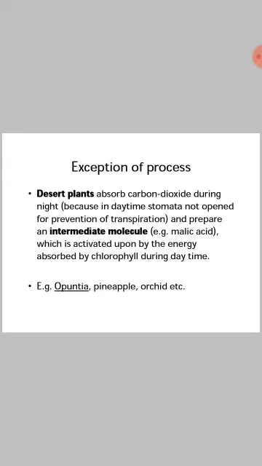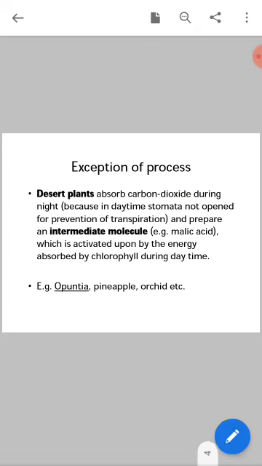After forming the malic acid, the process of photosynthesis stops, and the next part of the process starts in the daytime. In the daytime, when there is sunlight, the plant absorbs the sunlight with the chlorophyll. The rest of the process happens starting from the malic acid, the intermediate molecule, which is acted upon by the sunlight energy absorbed by the chlorophyll during the daytime. So there is an exception in that case.